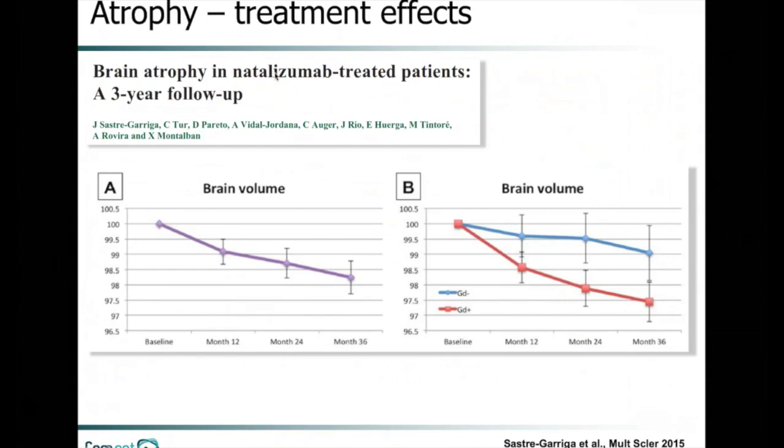natalizumab has, particularly in the first years. This is a 3-year follow-up of patients treated with natalizumab, and you can see that patients in red with positive gadolinium baseline have a profound decrease in brain volume, which later on normalizes compared to the gadolinium negative, meaning that what happens mostly at the beginning is a pseudoatrophy effect.